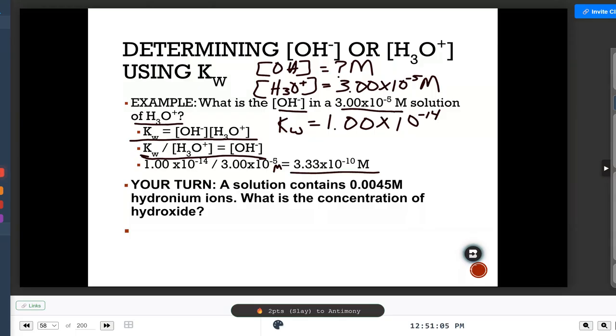And the problem you're going to try to solve is this one. A solution contains 0.0045 molar hydronium ions. What is the concentration of hydroxide? If you're having trouble finding it, you can use the numbers here too.